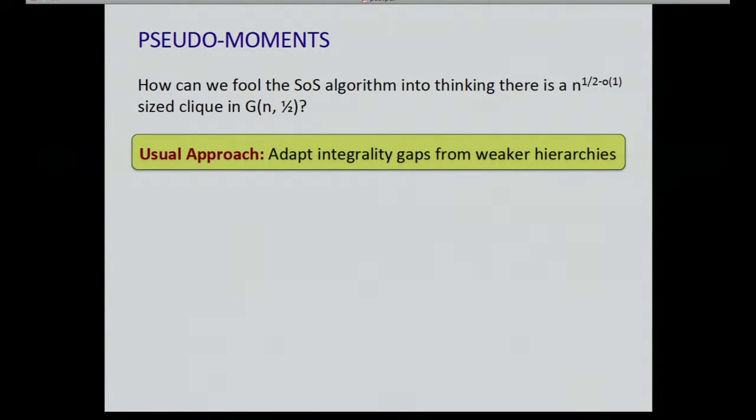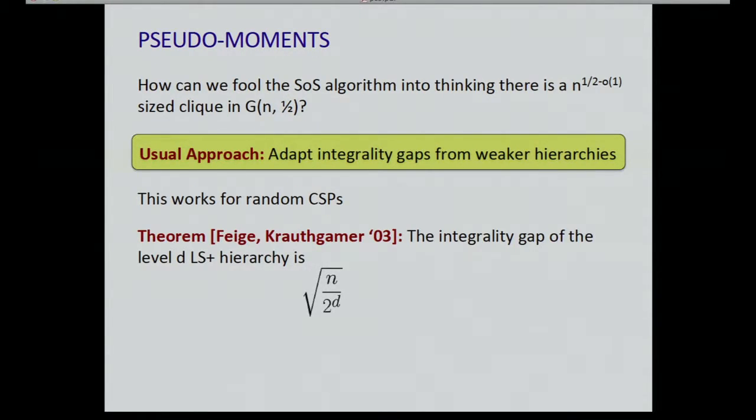So the usual approach is actually to take these weaker hierarchies and to adapt the integrality gaps in some way to stronger hierarchies. The amazing thing is that this actually works for a lot of random CSP problems, like Grigoriev and Schoenebeck's work. But something actually goes wrong with planted clique, which we'll dig into.